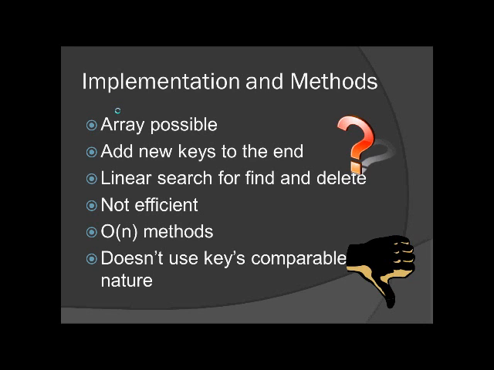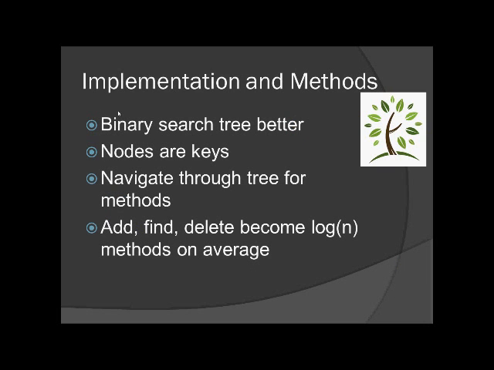However, this is not really efficient, because you're going to have an average case of n for just about every operation, since you have to linearly search the whole thing. It really doesn't make use of the key's comparable nature, so it's only natural that this is not a very good implementation. A much better implementation is the binary search tree.